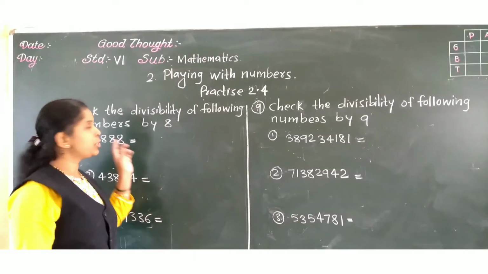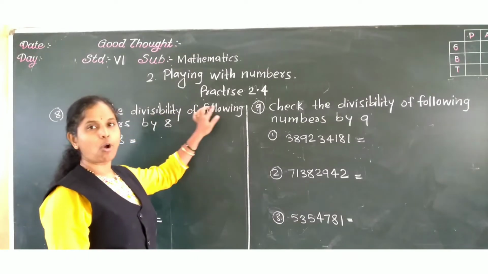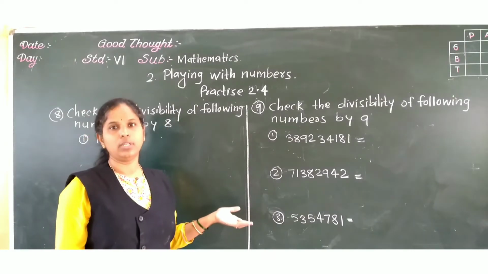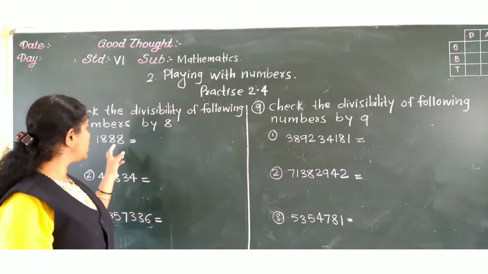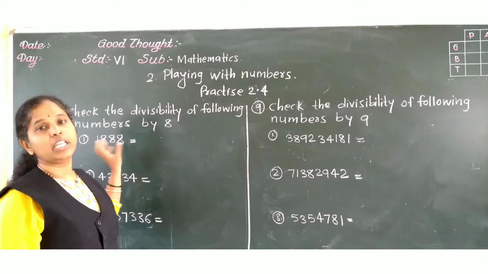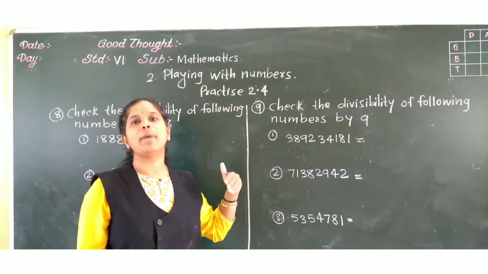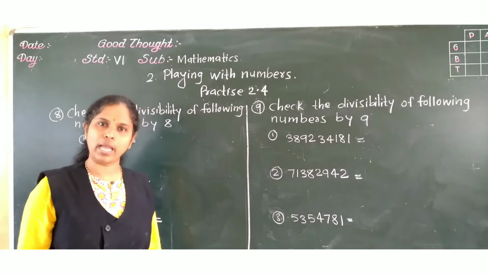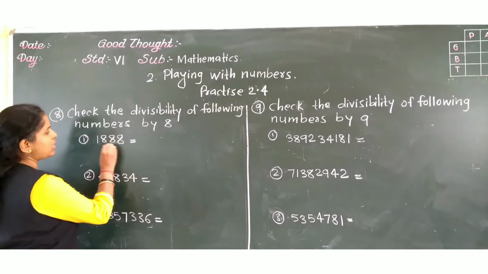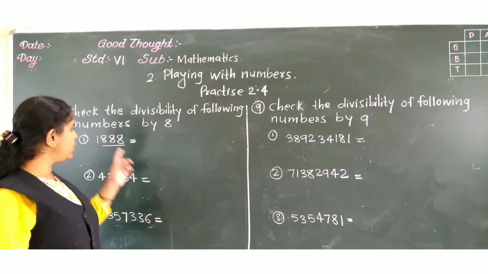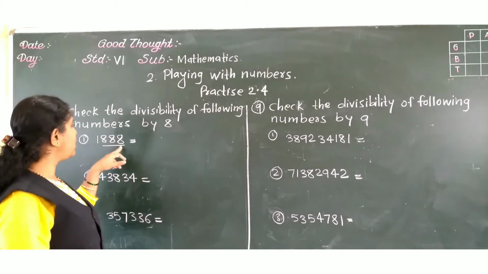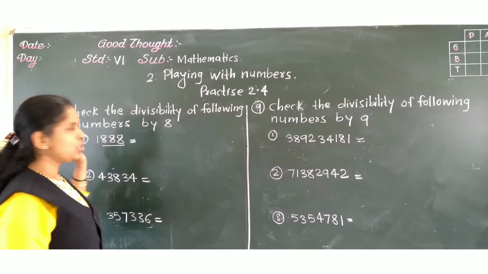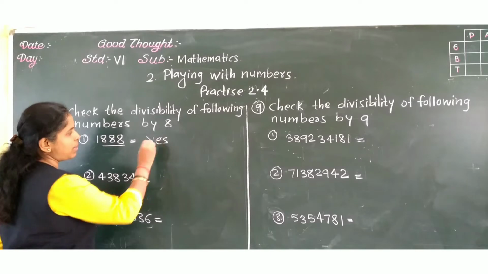Okay. Question number 8 is, check the divisibility of the following numbers by 8. Now what is the test for 8? The test for 8 is, we have to see the last 3 digits of the number. If the number formed by the last 3 digits is divisible by 8, then the given number is also divisible by 8. Now see, what are the last 3 digits? 8, 8, 8. Can we divide this by 8? Yes. 888. 111 multiplied by 8 is 888. So yes, we can divide it by 8.